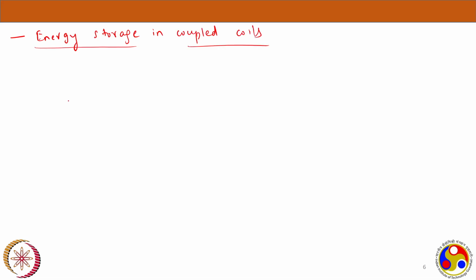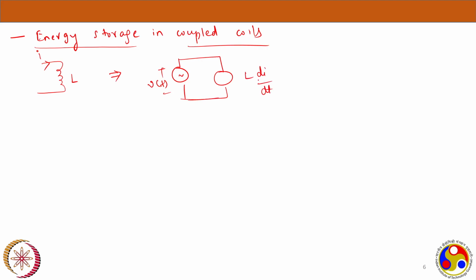Now, let's say we have a single coil. This is a single coil, only one coil. I have passed a small current here, and this is the inductance of the coil. Now, we know what happens. The voltage will be induced, and I am representing it as two voltage sources, right? Till now, that's what we have done. This is V of t, and this is the induced voltage L di by dt. We write it as j omega L, and this is the current flowing through it. And let's say these are the terminals A and B.